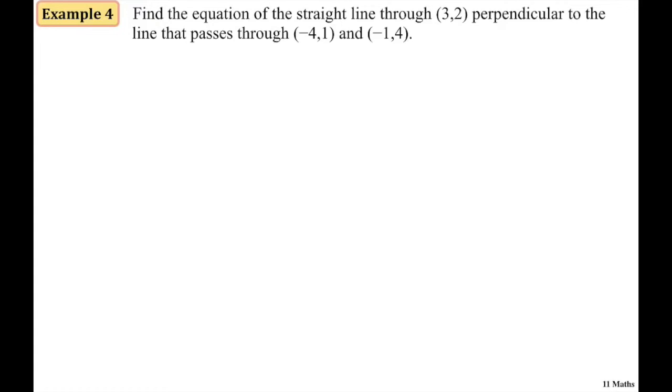Example number 4. Find the equation of a line that's through (3, 2) and is perpendicular to the line that passes through those 2 points. This is a time-consuming question. Now, we know it's perpendicular to the line that passes through these 2 points. So I'm going to use this formula here.